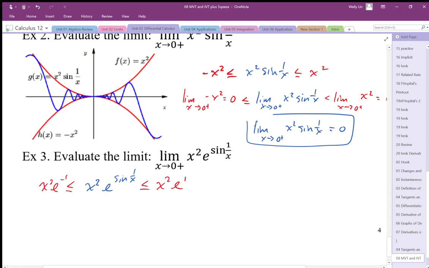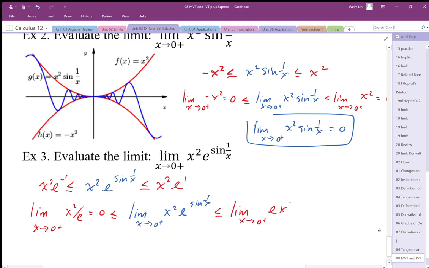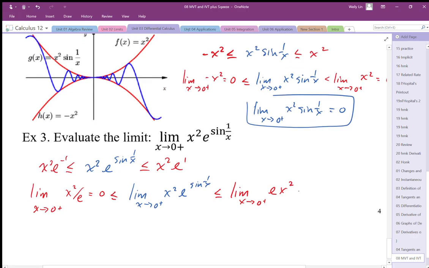As x approaches 0, we can say the limit as x approaches 0 from the positive side of x squared divided by e is equal to 0. And we know that must be smaller than the limit as x goes to 0 of x squared e to the sine of 1 over x. And we know that limit must be smaller than, as x goes to 0 from the positive side, x squared times e. Okay? And this is going to be equal to 0 as well.